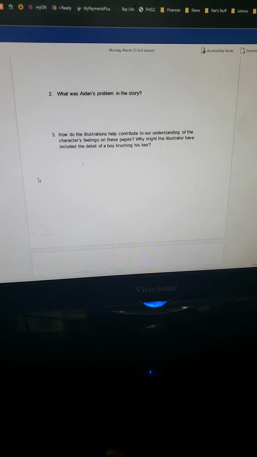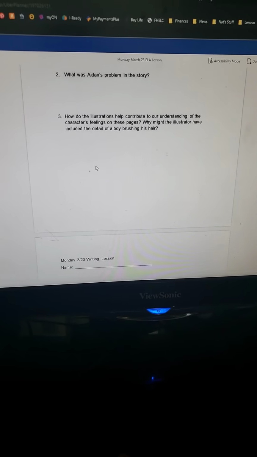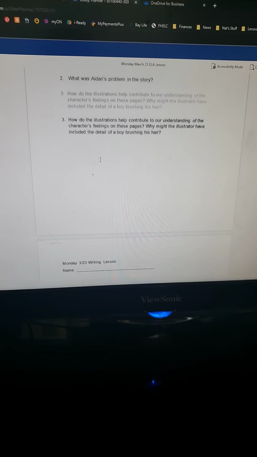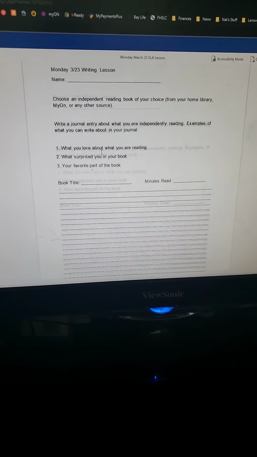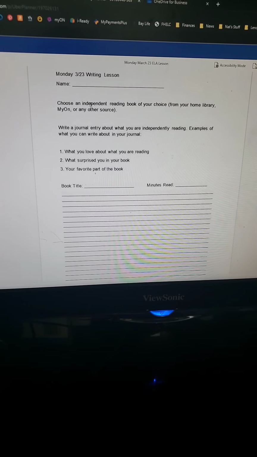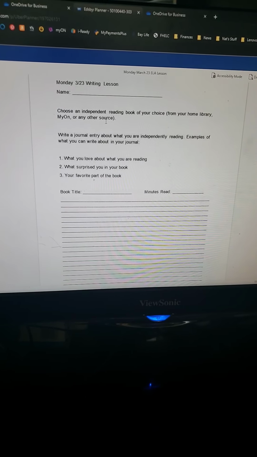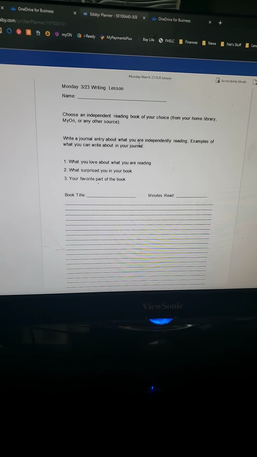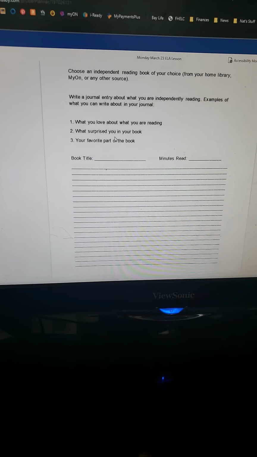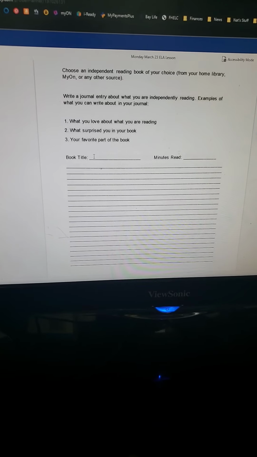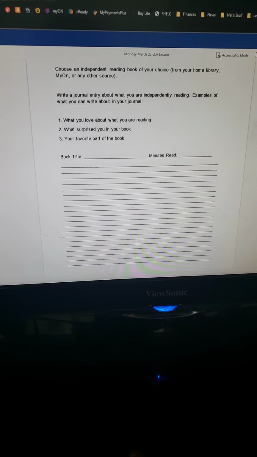You can type directly on those, print them off, and write with a pencil. Again, up to you. For your writing lesson on Monday, you will choose that independent reading book of your choice, Mayan or another source, and then you're going to write a journal entry about what you're reading independently. So here are some examples. Make sure you put your book title and your minutes read. And here's what you can write.